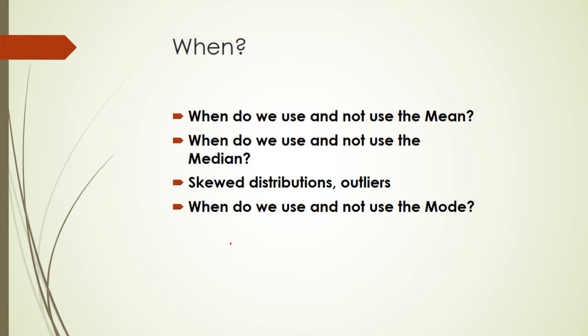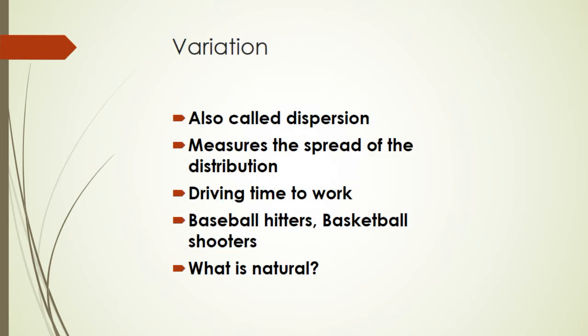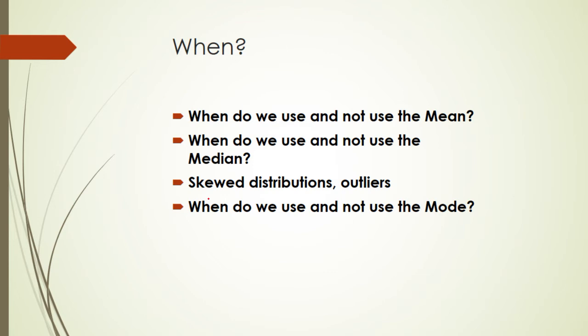When do we use or not use the median? We use the median when two things happen to us. One is when our distribution is skewed. Skewed means it's in one direction more than the other. So if we look at income, the median income in the United States for a household is about $50,000.